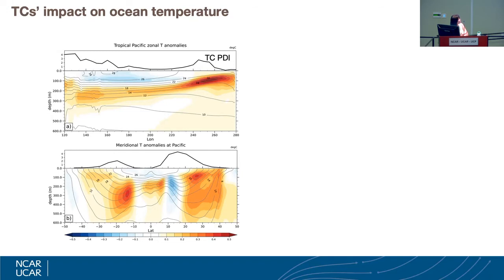So this is the cross-section in the equatorial Pacific. The x-axis is longitude, y-axis is depth. So what we're saying here is that TCs can induce this warming signal across the Pacific Ocean in the ocean thermocline area. And the warming is most significant in the Eastern Pacific. And also the panel down here shows the meridional cross section. So there's a warm temperature anomaly in the mid latitude and also in the mid deep tropics.